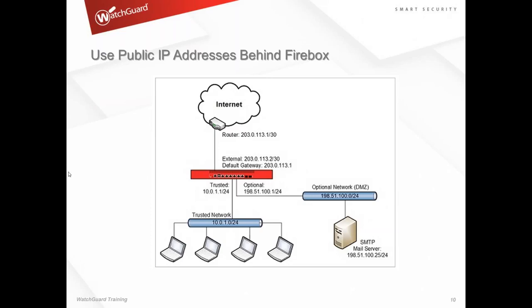The other thing I wanted to cover real quick is how to use public IP addresses behind the Firebox. While this isn't necessarily a NAT conversation, a lot of times people say, well, can we publish a web server with that public IP? And the answer is absolutely. What we can do is create an optional network, an optional DMZ, that public IP is mapping directly through, and we'll show you how to do that in the configuration.